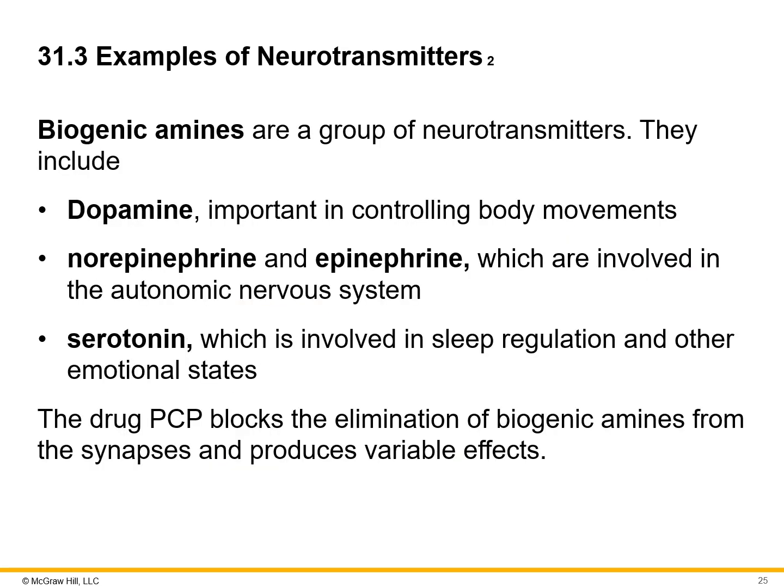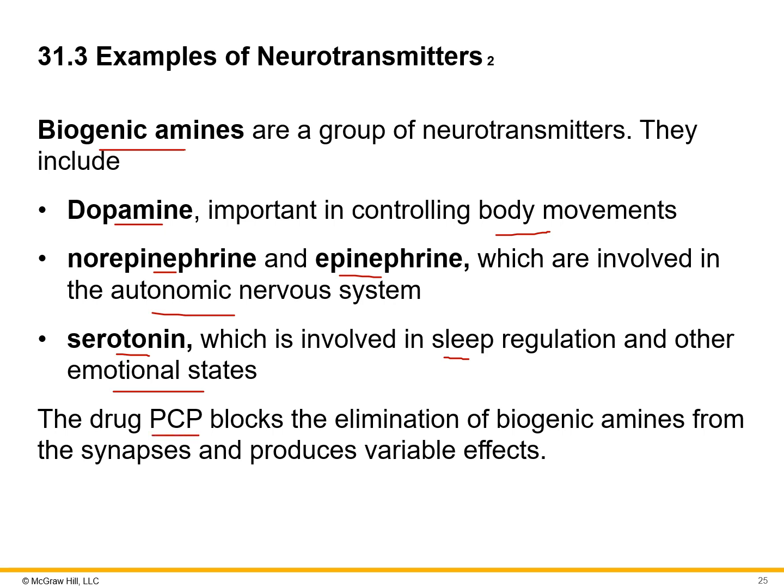Some others, so these are biogenic amines, and there are a few of these that are pretty common to us. Dopamine, norepinephrine, and epinephrine, and then serotonin. So dopamine has a lot of jobs in the brain. It controls body movement, but it's also really important in our reward system. Whereas norepinephrine and epinephrine, this is kind of like our speed, it activates our autonomic nervous system and causes that fight or flight response. And then serotonin is involved in sleep, but also our emotional state. So our feeling of happiness is regulated by serotonin.